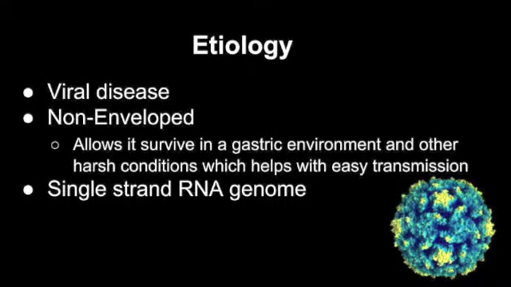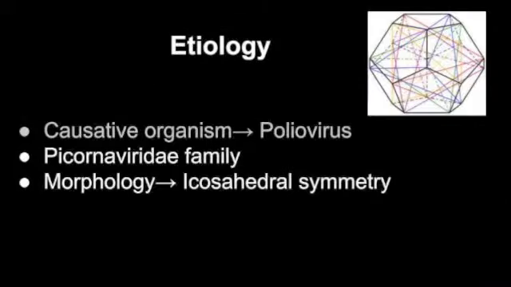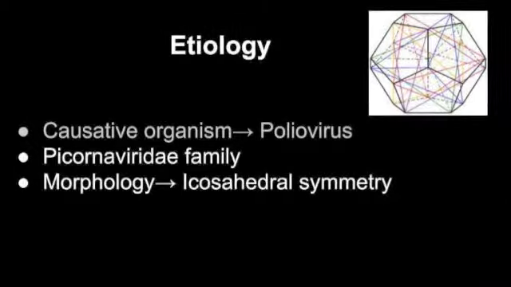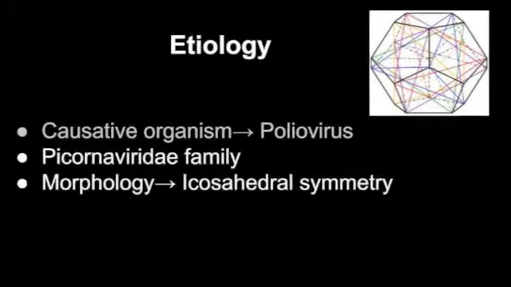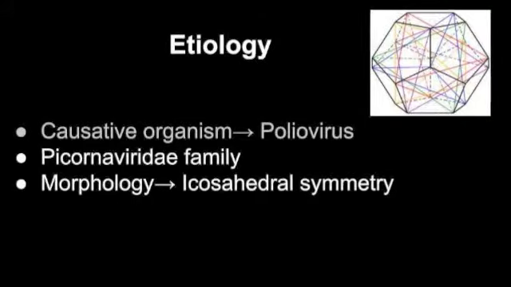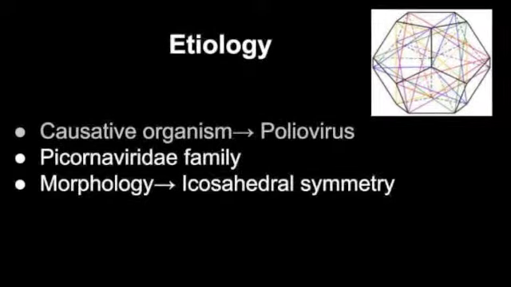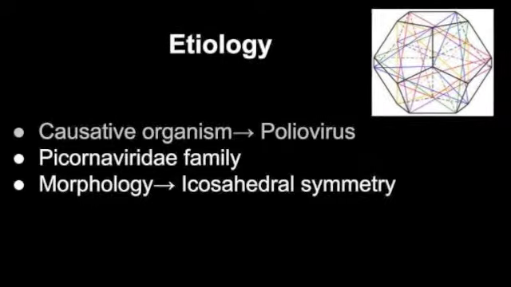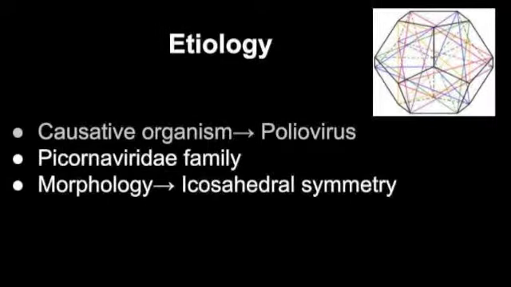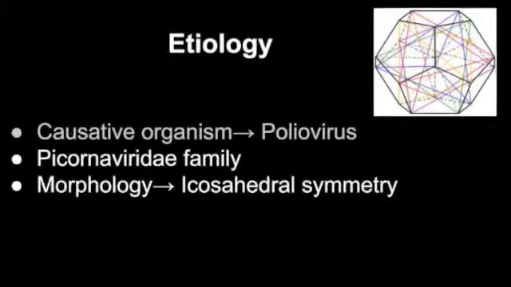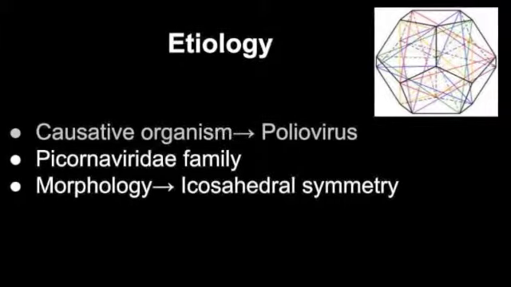This infection stores its genetic information in RNA form. The causative organism is poliovirus. It is in the Picornaviridae family. All viruses in this family are both icosahedral symmetrical and non-enveloped. The image at the top right corner of the screen is an example of what icosahedral symmetry looks like.